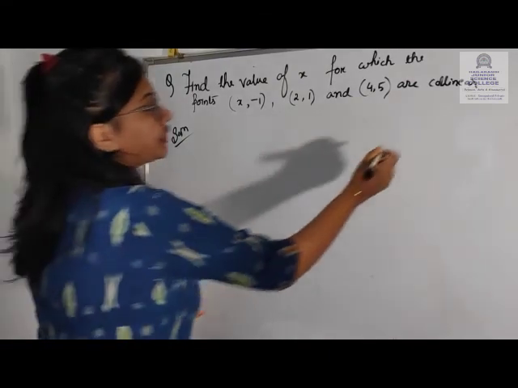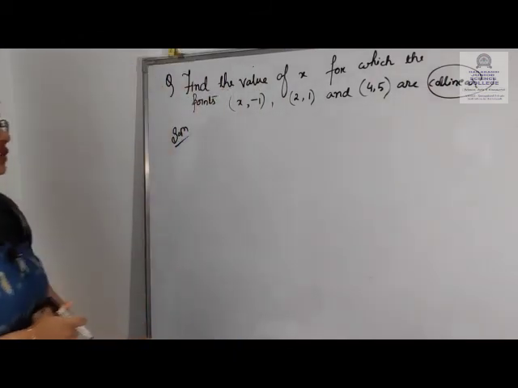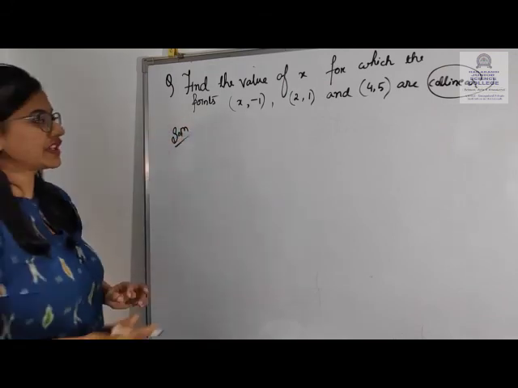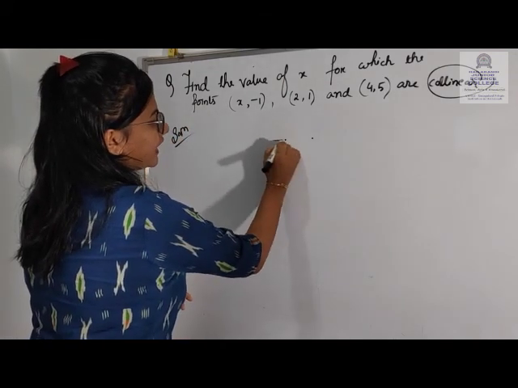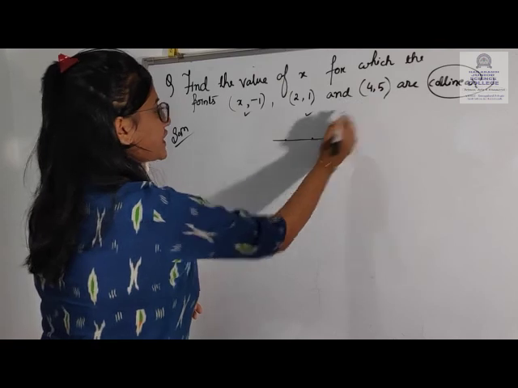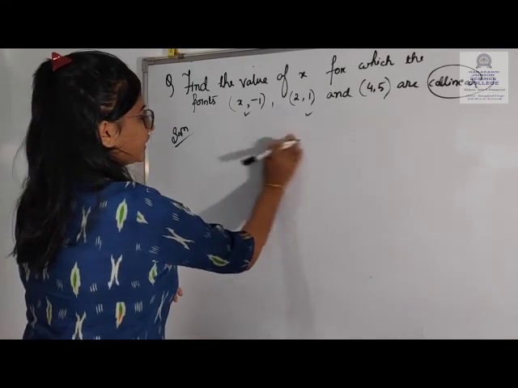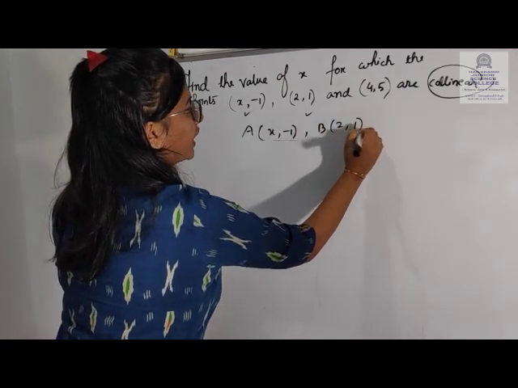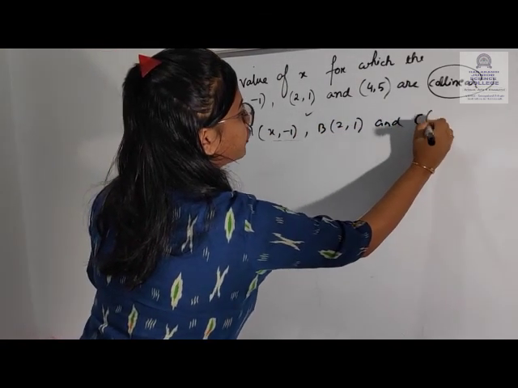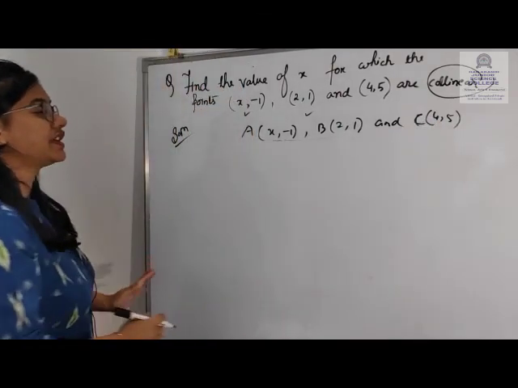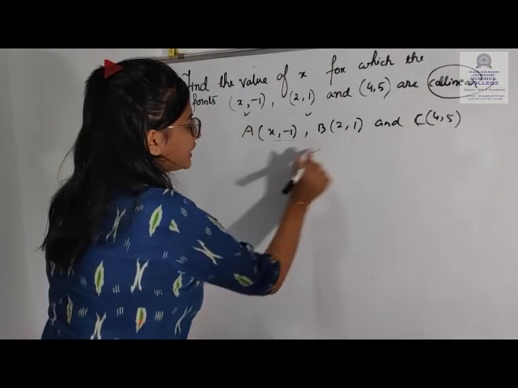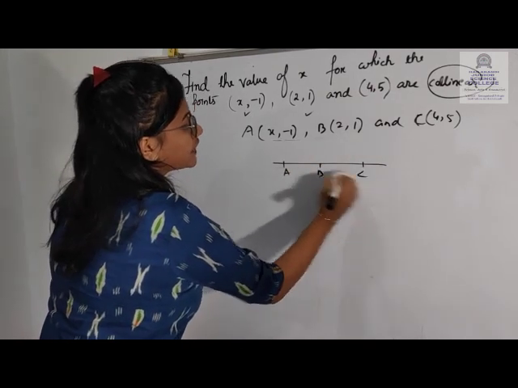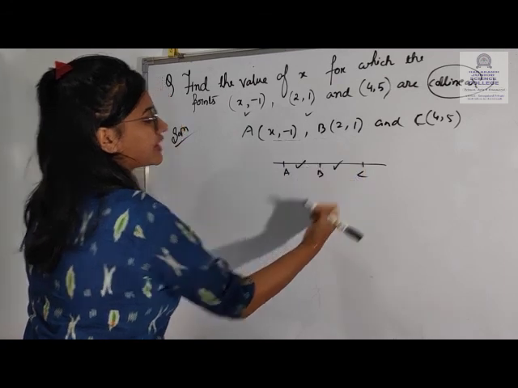So first of all, we have to understand what is collinear. Collinear means when 3 points lie on the same line. Here 3 points are given, and they are said to be collinear when they lie on the same line. Suppose these 3 points are A (x minus 1, 2), B (1), and C (4, 5). So these 3 points are collinear, which means they are lying on the same line A, B, C. So the slope of this line will be the same as the slope of this line.